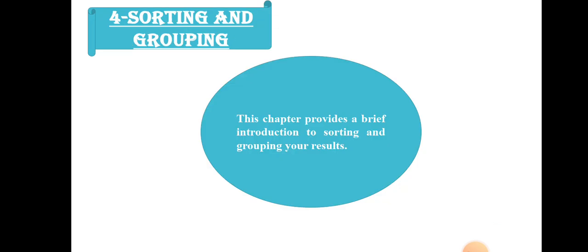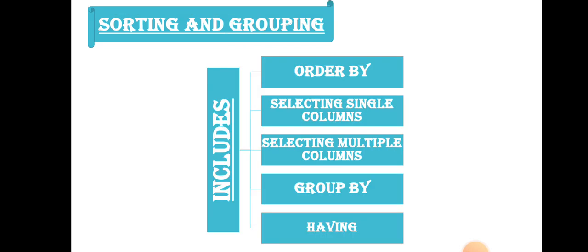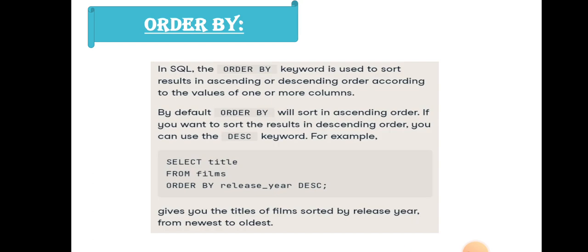In the last chapter of this course, which is sorting and grouping, it provides a brief introduction to sorting and grouping your results. This chapter includes order by, selecting single columns, selecting multiple columns, group by, and having. So, first of all, we see the order by clause. By default, order by will sort in ascending order. If you want to sort the results in descending order, you can use this.